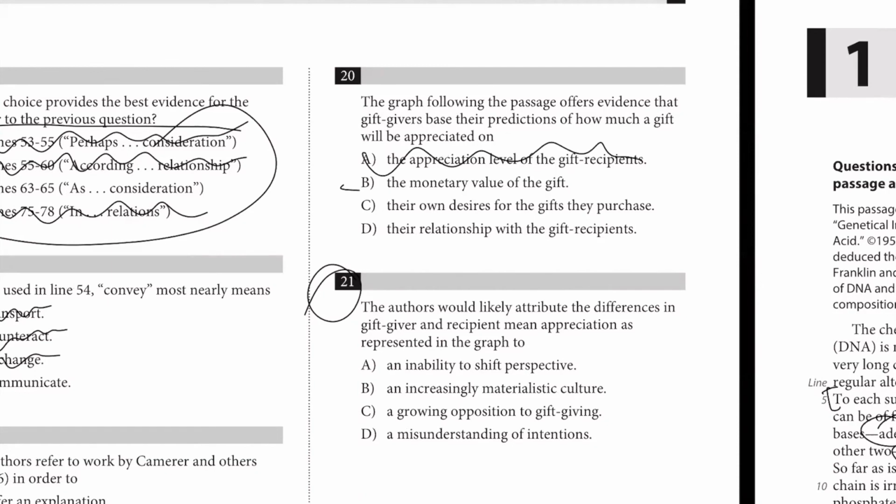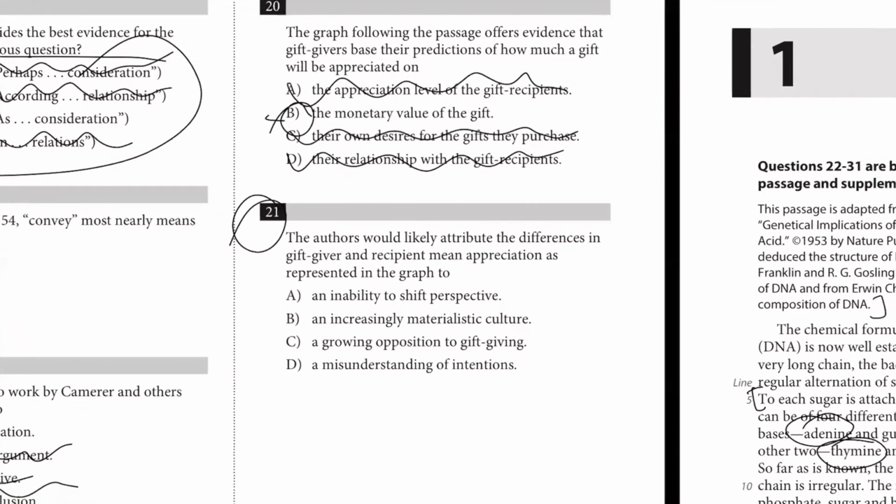C says their own desires for the gift they purchase. No, we're not measuring their own desires on the gift they purchase. That's kind of like an unconscious drive, right? C cannot be right. And D, their relationship with the gift recipient. Again, we're not measuring the gift recipient. That's not what the graph is measuring. The graph is measuring the assumptions that the givers will make based on how much money they spend on an item. That's why your answer is going to be B.